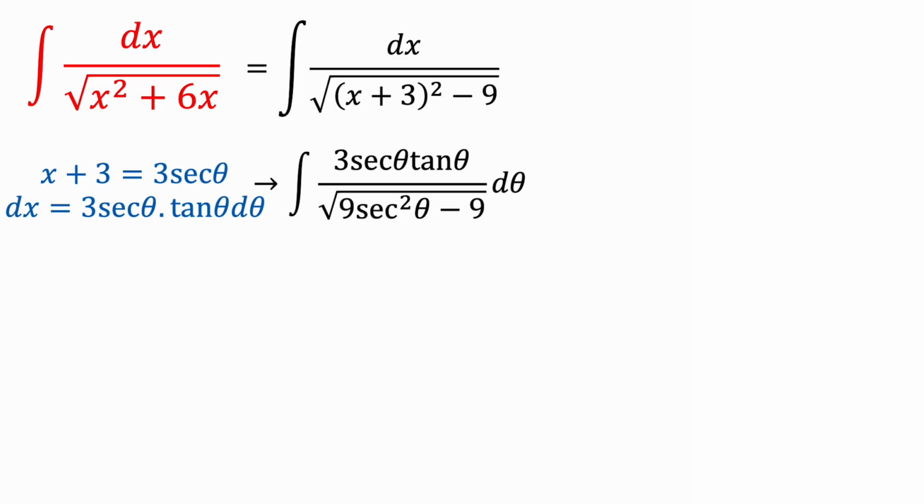Now, what can I factor out from here? The number 9. Again, we factor it out under the radical sign. Secant squared theta minus 1, as we know, the secant squared theta is equal to 1 plus tangent squared theta. The ones cancel out and we're left with tangent squared theta.